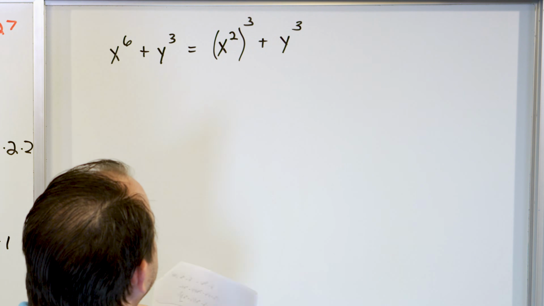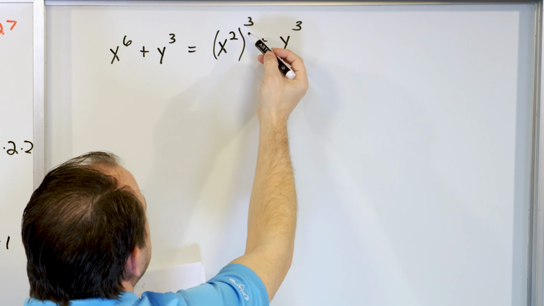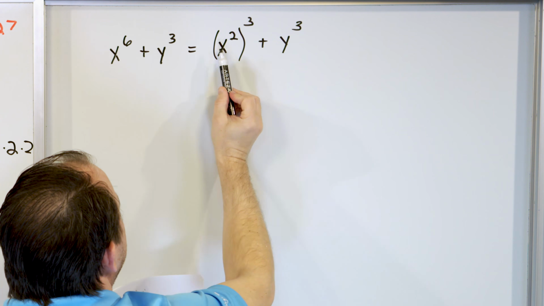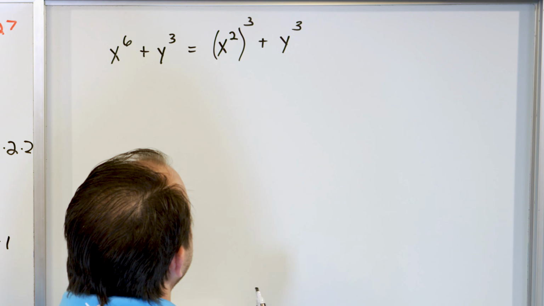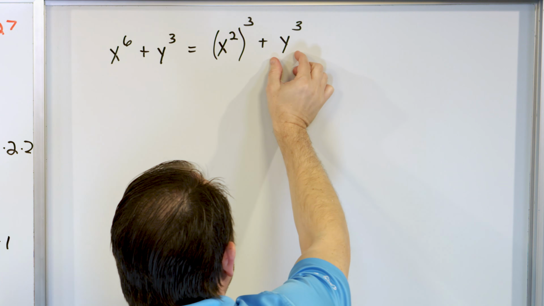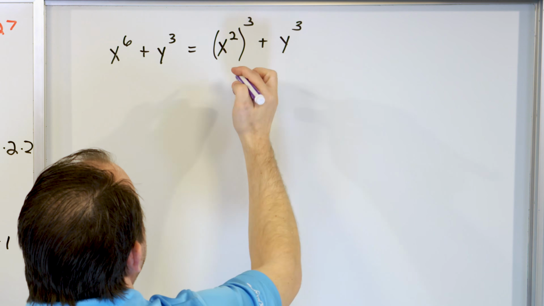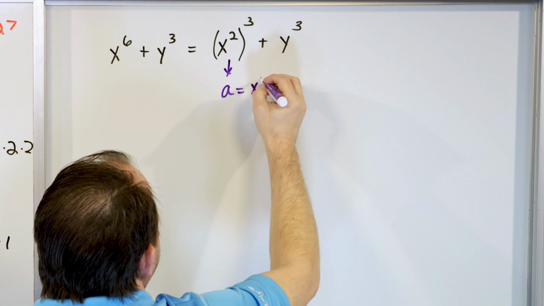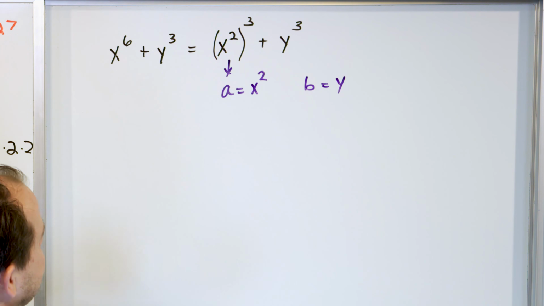And why is this legal? Because when I have a power raised to a power, we've done this before, you just multiply the exponents. 3 times 2 is 6. So x to the 6th power can be written as x squared to the 3rd power. So then I have a cube term added to a cube term. So then I can use what I've already used over there. But now I know that a in our little formula there is just x squared, and b is whatever is cubed over here, which is y.